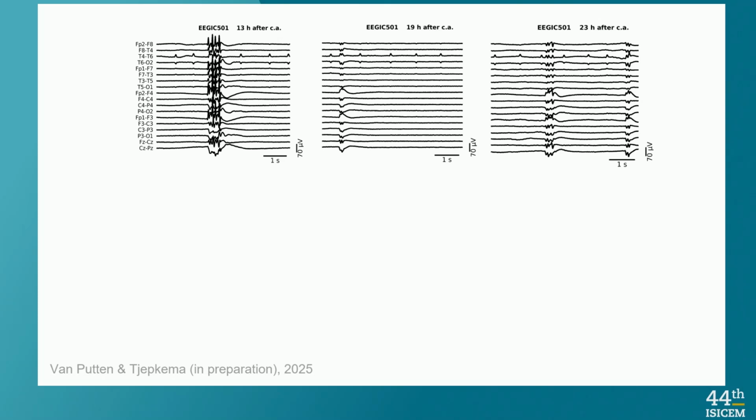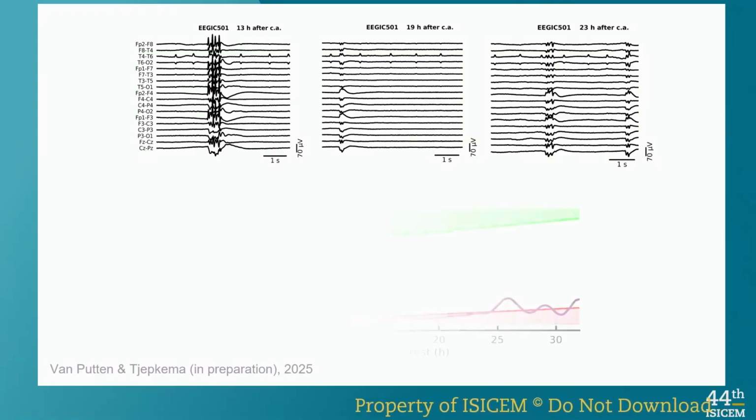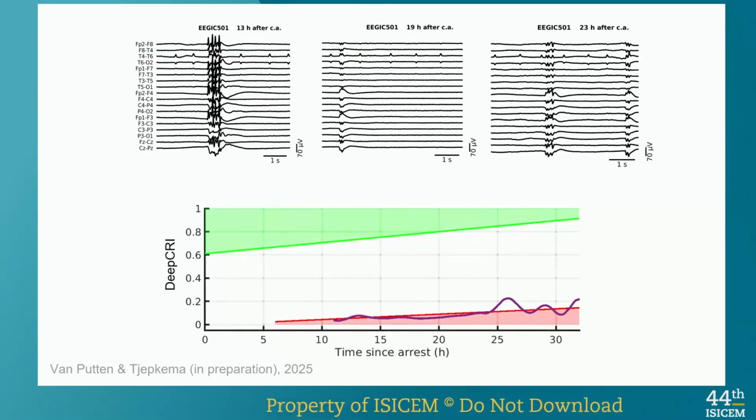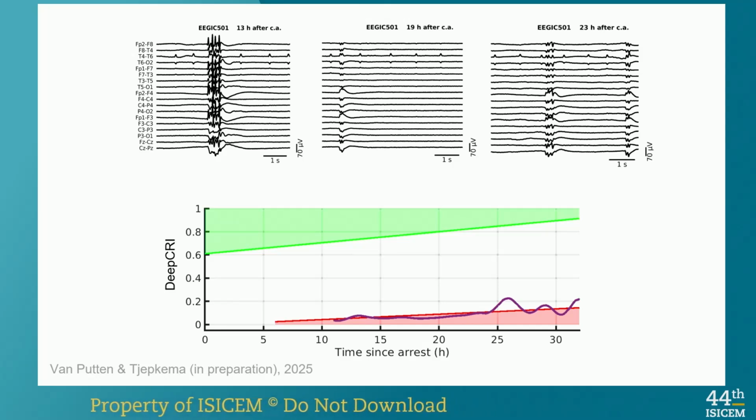So these are 3 EEG epochs from a patient after cardiac arrest. And we can ask the deep net how to classify these epochs obtained 13, 19, and 23 hours after arrest. And this is the output of the algorithm. In green, it indicates that the patient has a good neurological outcome. In red, a poor one. And the white zone is in between. So most of the time, this patient resides in the red region, indicating a poor neurological outcome.